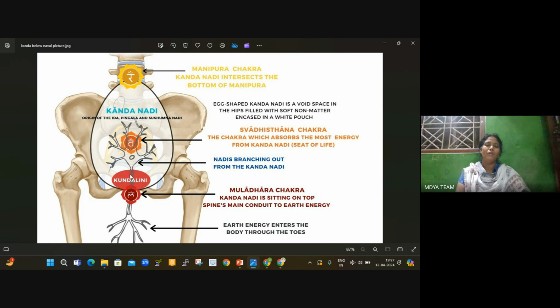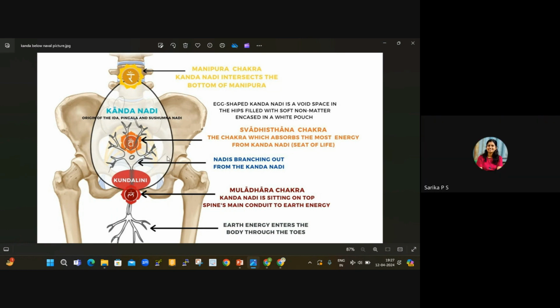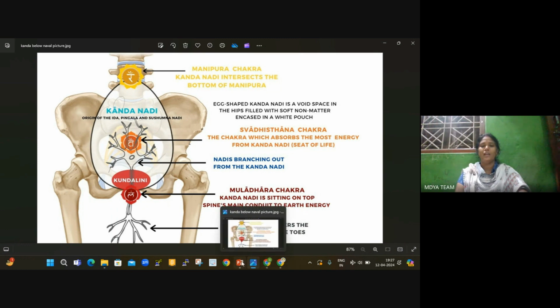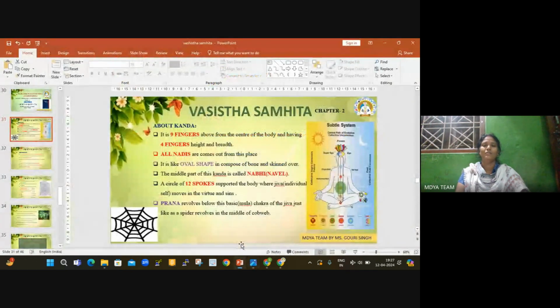But here, according to the different texts, different descriptions are there. So like this is the oval shape. It is covered with the bones and your skin, and here are the nadis which start from this area. Because it is not directly related to this text, I have not added this picture.